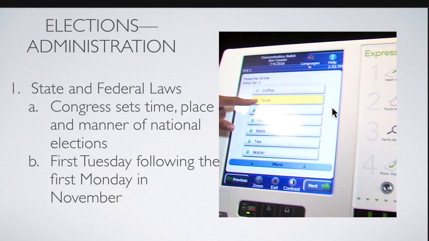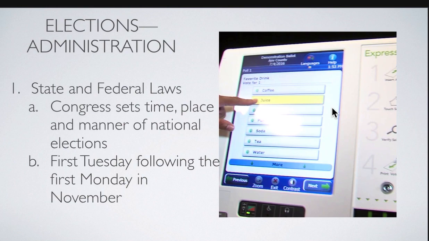Because Congress has this power, they have determined that the best time to have these elections is on the first Tuesday following the first Monday in November, and national elections happen in even-numbered years. That seems a little bit strange, to put this type of definition to when election day is.